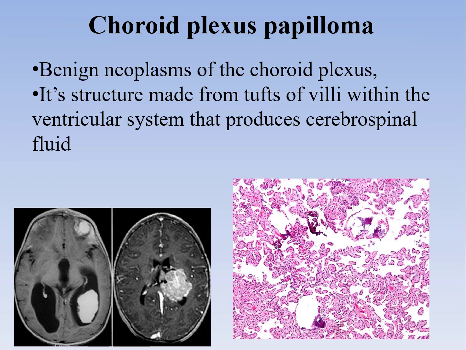Choroid plexus papilloma is a benign neoplasm of the choroid plexus. Its structure is made from a tuft of villi within the ventricular system that produce cerebrospinal fluid. One of the main symptoms of this tumor may be increased pressure in the liquid dynamic system, with all the accompanying symptoms.